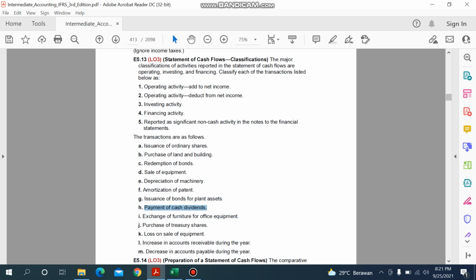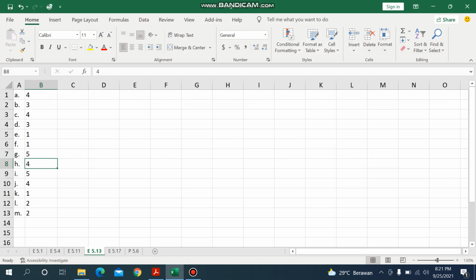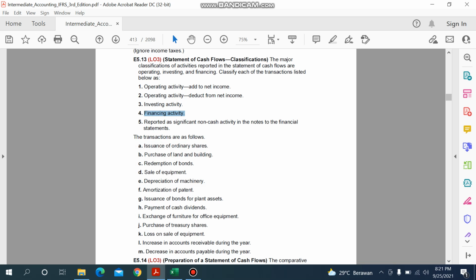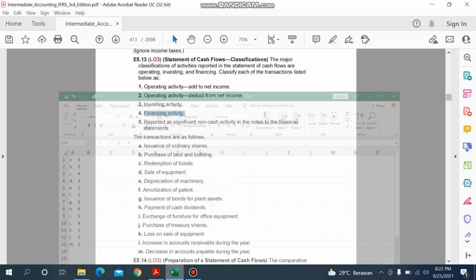And then H, payment of cash dividends. Cash dividends are under equity, so it will be financing activity, number 4. And then I, exchange of furniture for office equipment. This exchange has no cash inside, so this is the significant non-cash activity, number 5. And then J, purchase of treasury shares. Shares are obviously under equity, so it's a financing activity, number 4.